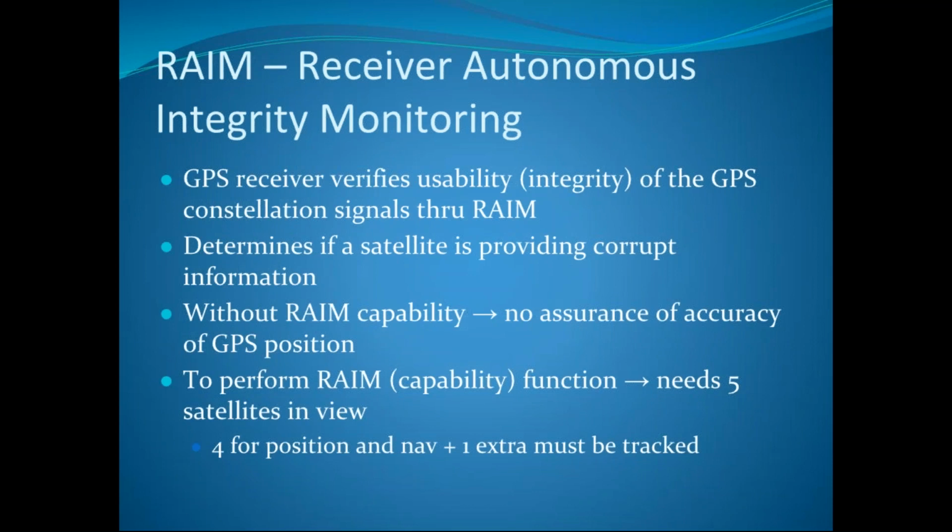To perform a RAIM capability function, you need to have at least 5 satellites in view. 4 give us our position, and the 5th gives us extra navigational information. So we always have to have at least 5. Now, typically, you can check me on this, but I believe we're not going to go with the minimum there. Typically, we want to see at least 7. Is that correct?